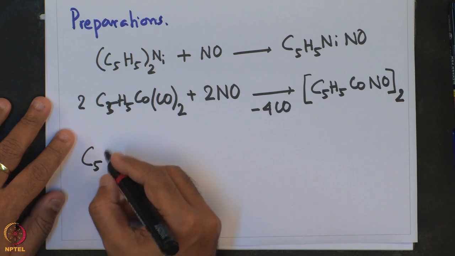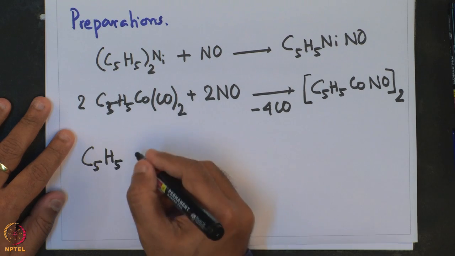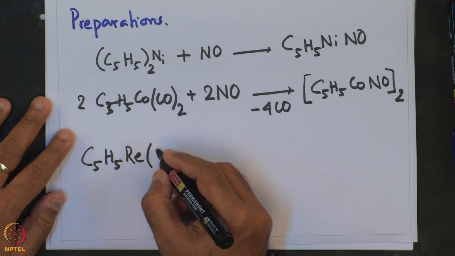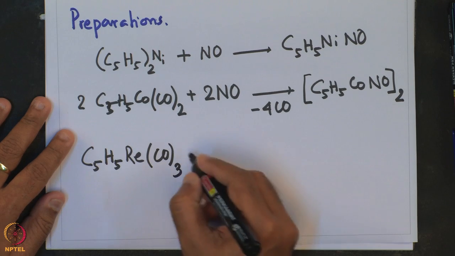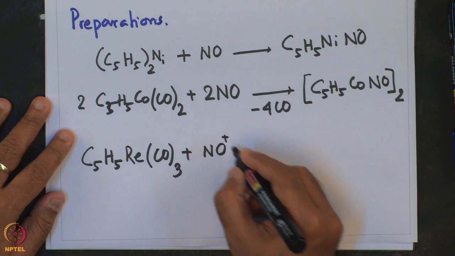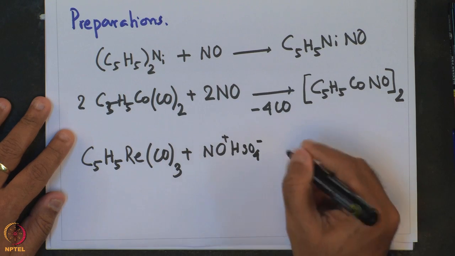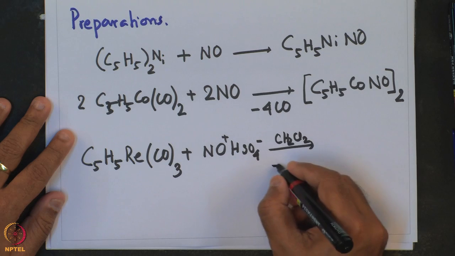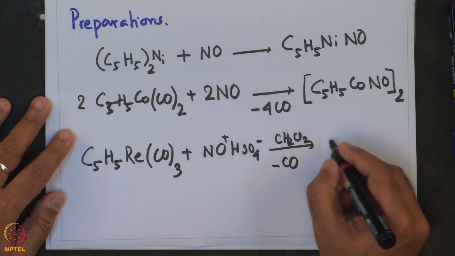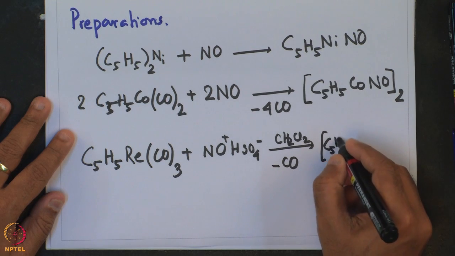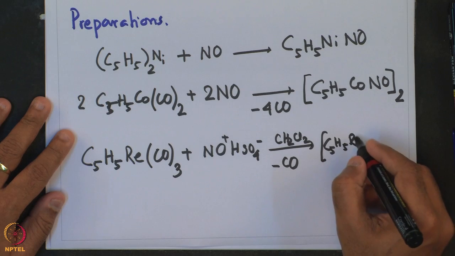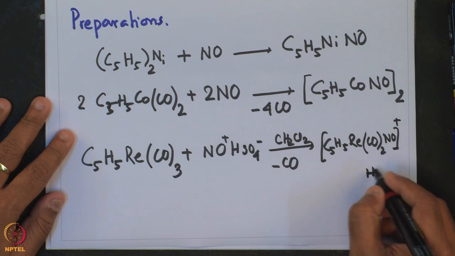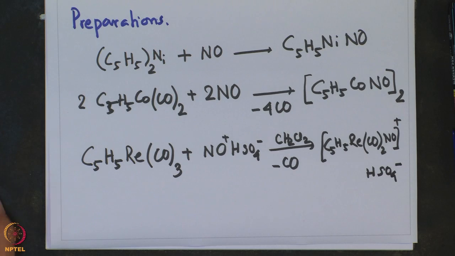as well as C5H5 rhenium tricarbonyl plus a source of NO plus HSO4 minus in dichloromethane eliminates a CO to give C5H5 rhenium (CO)2 NO plus and HSO4 minus.